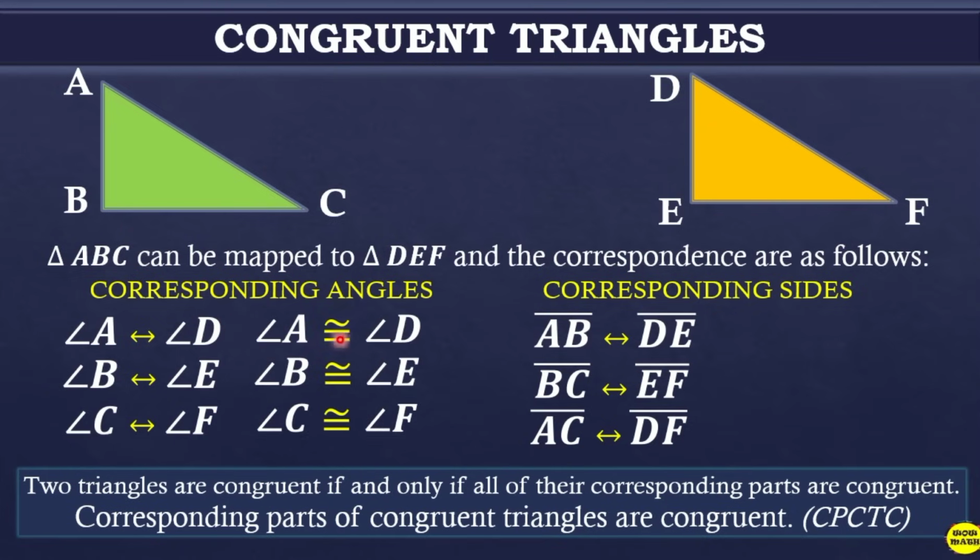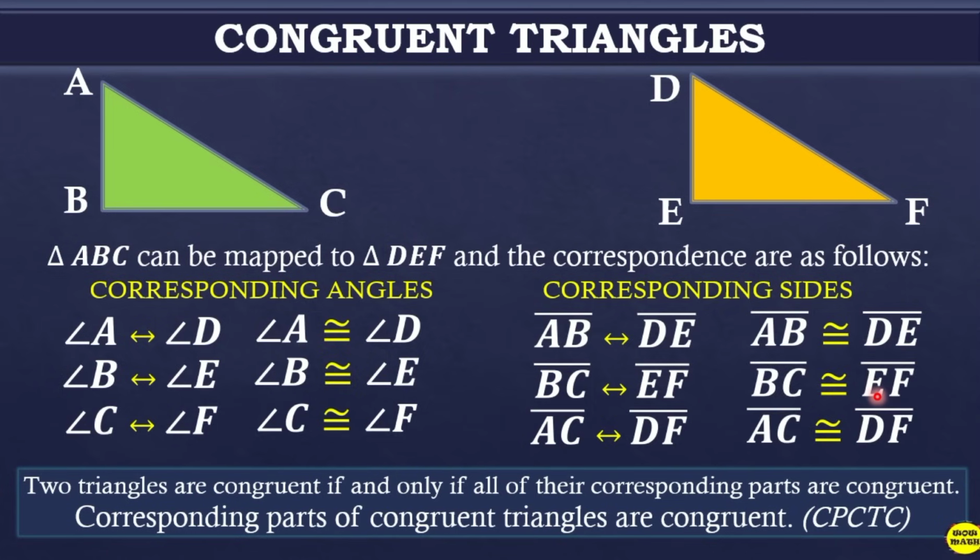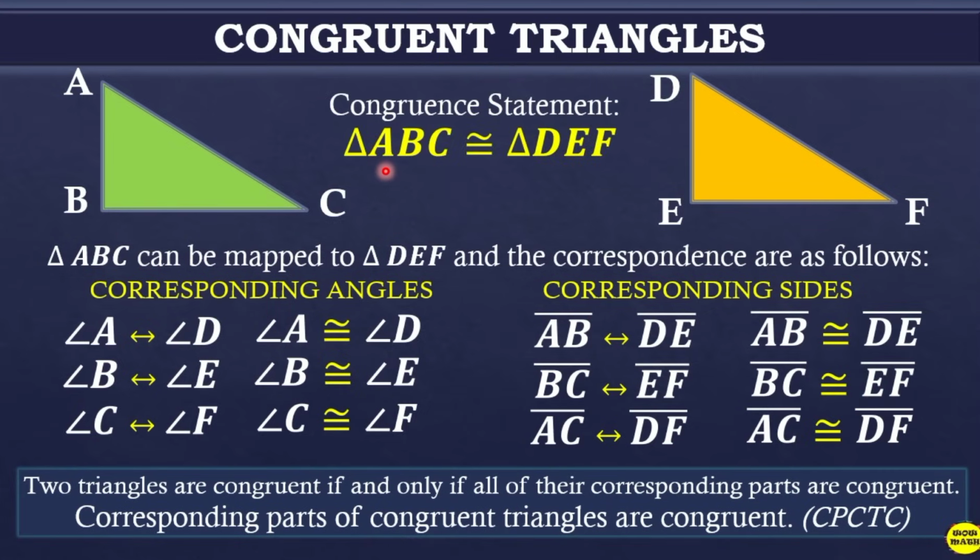Okay, so take note of our symbol. Angle A is congruent to angle D, angle B is congruent to angle E, and angle C is congruent to angle F. Now, ganun din po sa ating corresponding sides. Since ito yung ating mga corresponding sides, therefore, we can say that segment AB is congruent to segment DE, BC is congruent to EF, and AC is congruent to DF. Therefore, we can conclude our congruent statement is triangle ABC is congruent to triangle DEF.